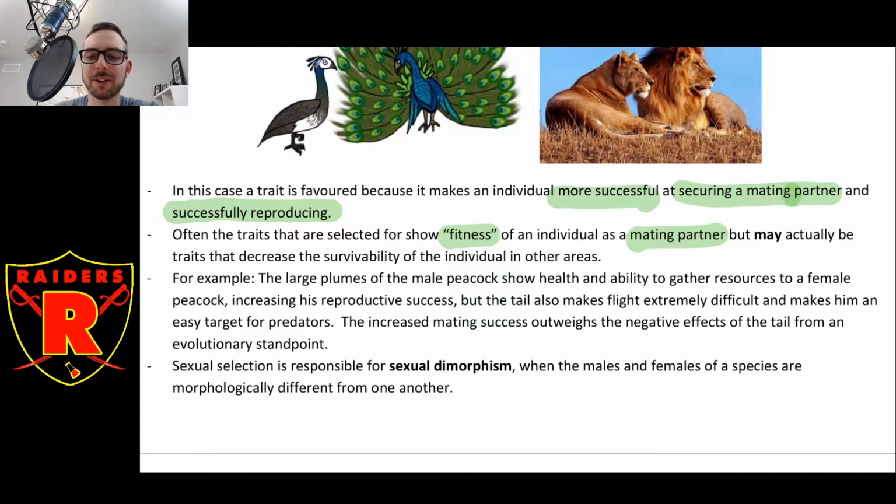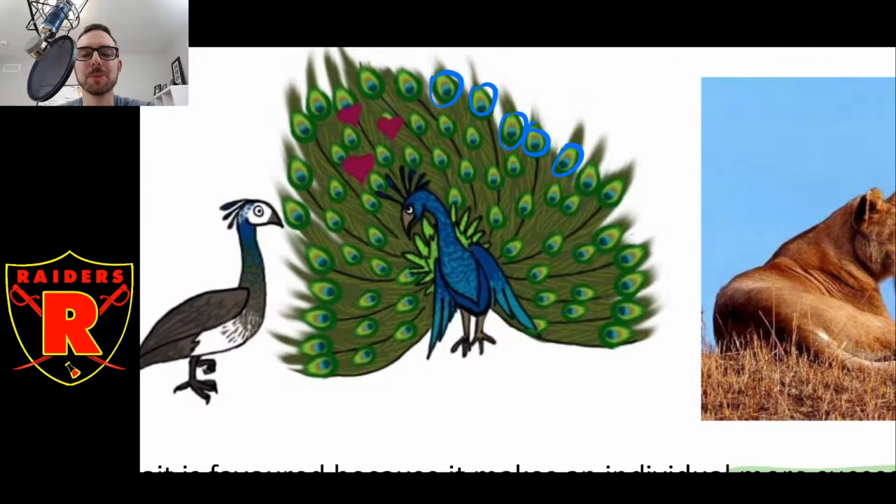The problem here is that everything about this plume is bad for survivability. So it makes it easier for predators to catch you. It makes it harder for you to fly. It makes you more obvious to predators so they can find you easier.